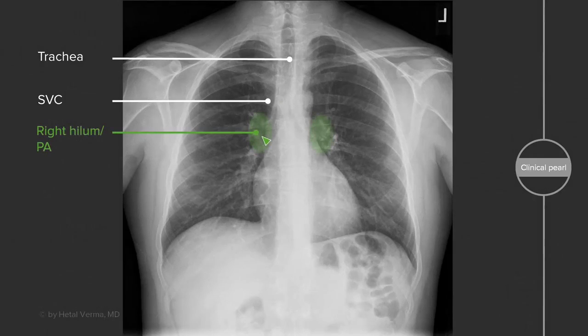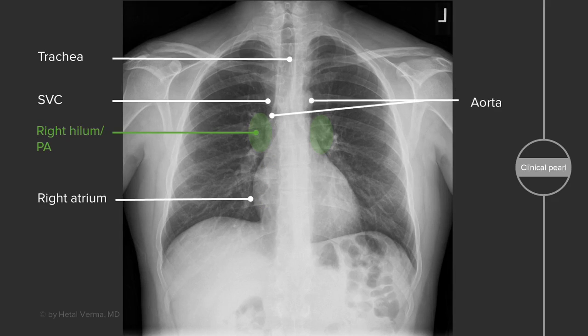We want to take a look at the hilum to look for any kind of hilar abnormalities. It's a very common place to have a mass or lymphadenopathy, and each of those green circles represents the hilum on each side. The pulmonary artery is also located in this region. You want to take a look at the right atrium, which is the right heart border. So the entire right heart border on a frontal film represents right atrium.